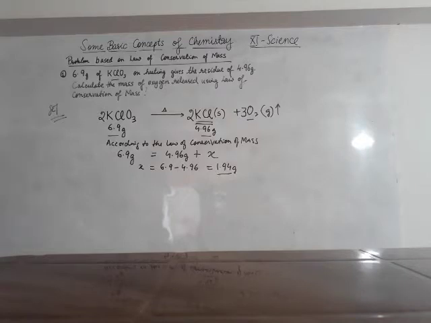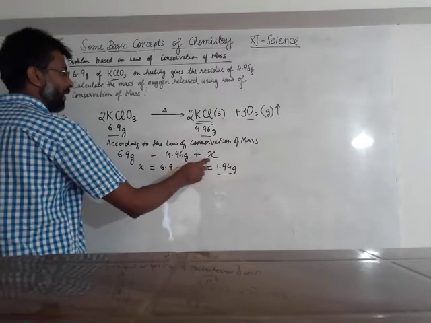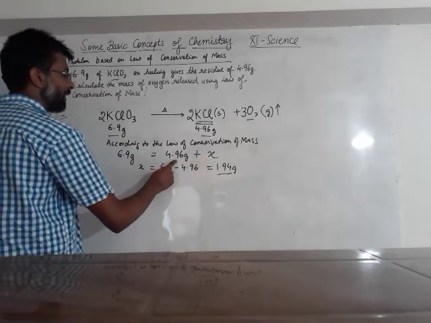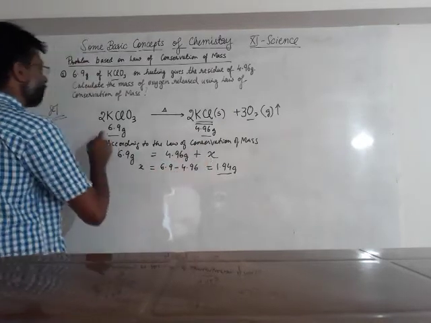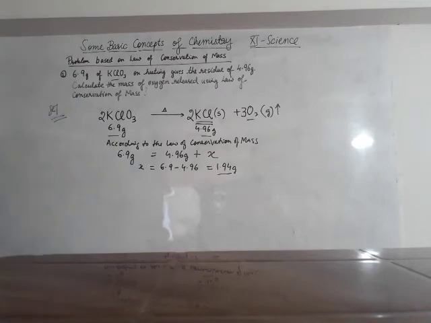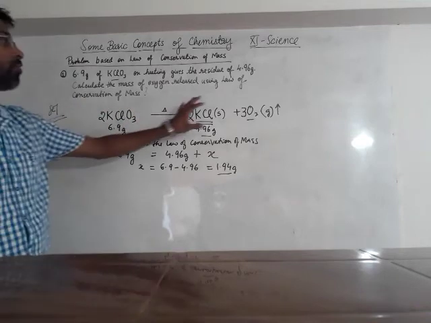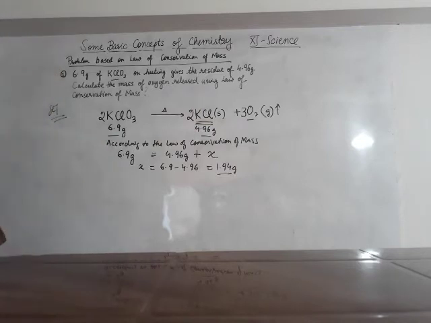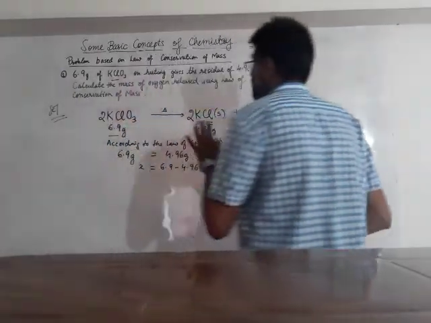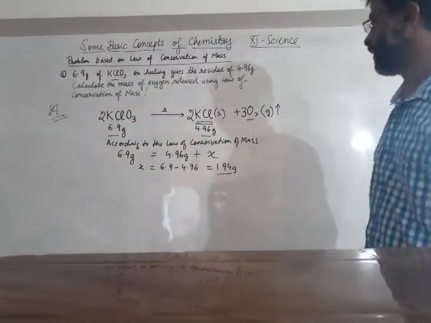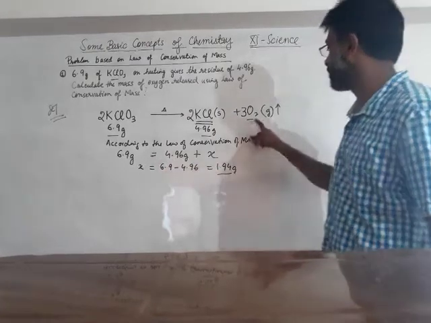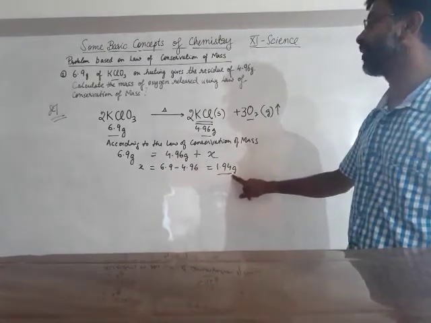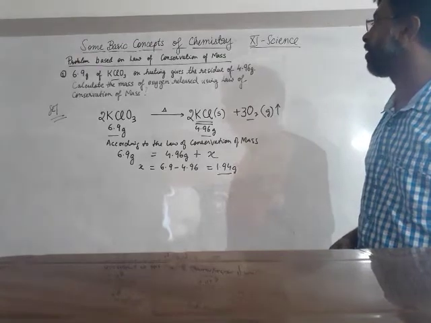Now since the value of X is 1.94 gram, if you add 4.96 plus 1.94, it will come to 6.9 grams. So the total mass of the reactant is equal to the total mass of the product. This is one way of doing the problem. Thus we can say that if the law of conservation of mass holds correct, then the mass of oxygen is 1.94 gram. Okay, so we have done the first problem based on law of conservation of mass.